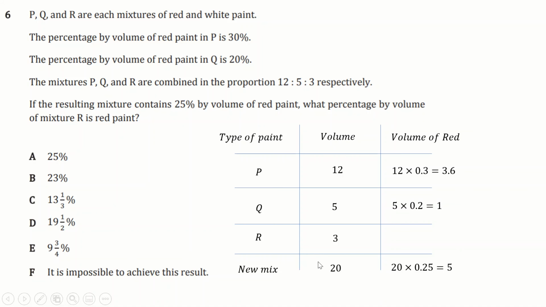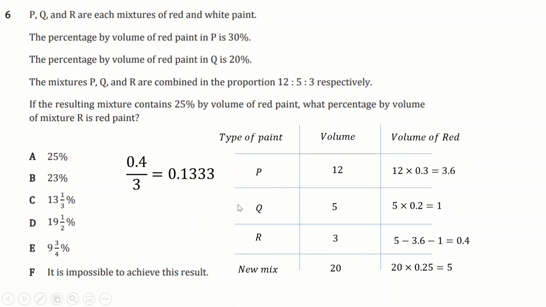I added all these up to get my total paint, and I have to add up all these 3 to get my total red paint, which means the total red paint in R is 5 minus these 2. So there's 0.4 litres of red paint in R. But R is 3 litres in total, so to find the percentage that's red, I just do 0.4 divided by 3. And you can use a bus stop to do this if you want to.